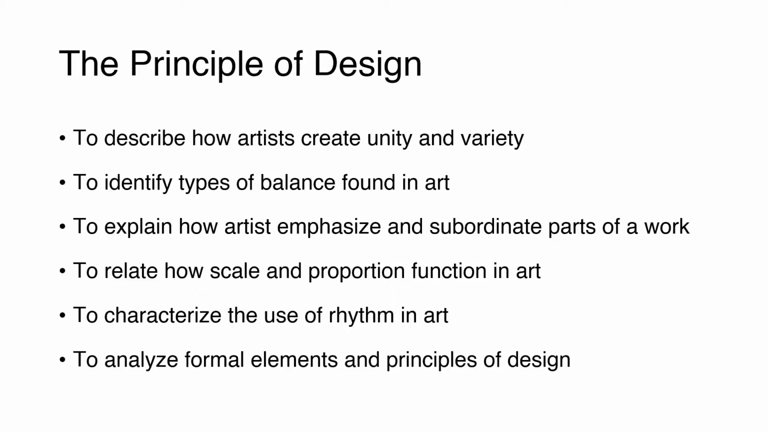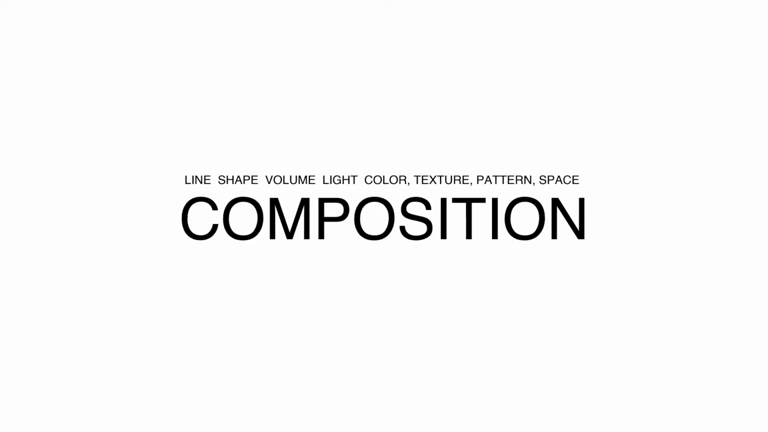Before we get into the principle of designs, I want to talk about what is composition. In the last chapter, chapter 4, the visual elements, we talked about the elements of design, such as line, shape, volume, light, color, etc. But how do artists organize them to express their creativity and artistic voice and turn them into a work of art? In this chapter, chapter 5, we will learn how artists create their composition for their work.